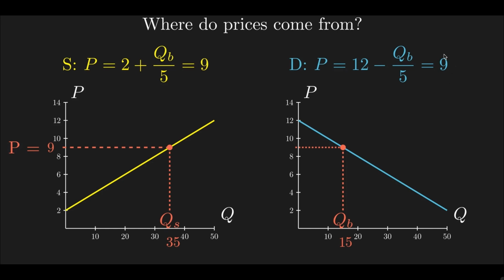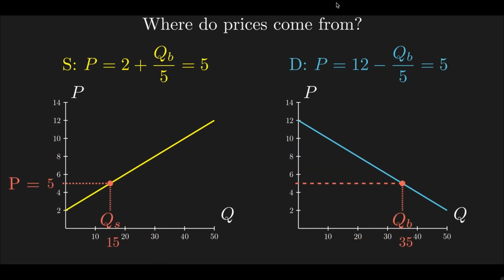So at a price of 9, we can go through and solve for QB, and that would give us a quantity demanded of 15. So we're plugging the same price into both of these two curves. Buyers would buy 15, and sellers would sell 35 at a price of 9. All right. And these things respond to changes. So if we lower the price to 5, on the seller side, we would see a decrease in the quantity supplied to 15. And on the buyer side, we would see an increase in the quantity demanded to 35.